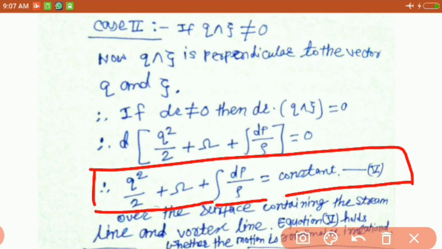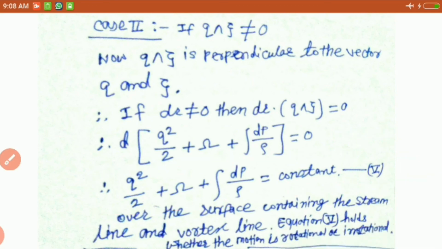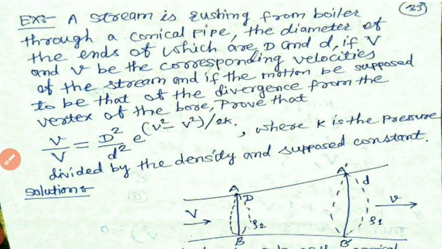Over the surface containing the streamline and vortex line, this equation fifth holds whether the motion is rotational or irrotational. Now we will see the problem, that is the example. Next example is this.